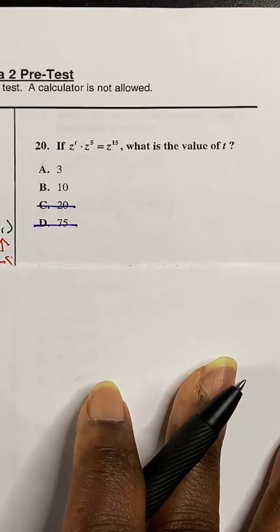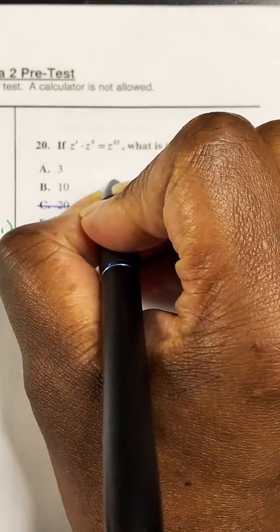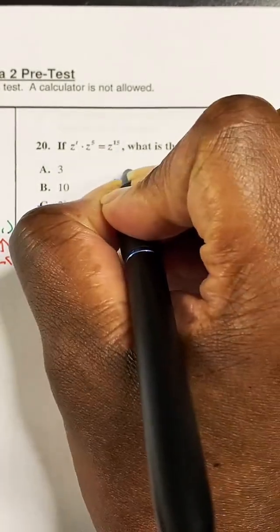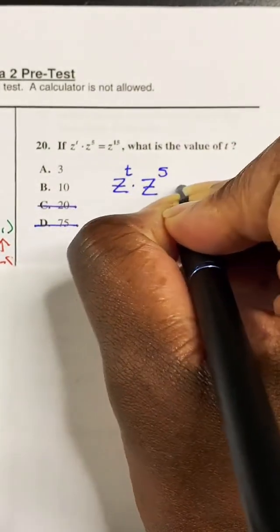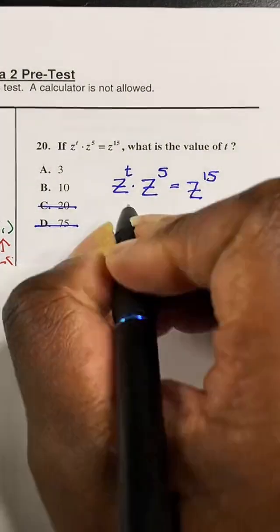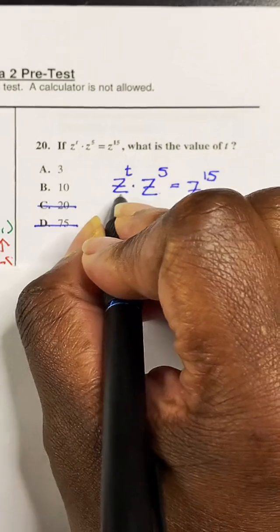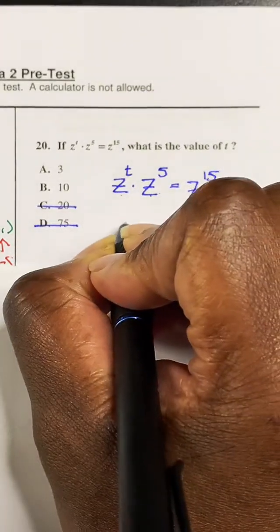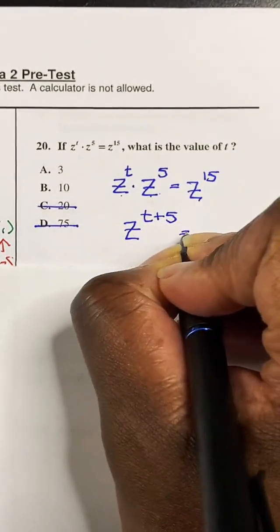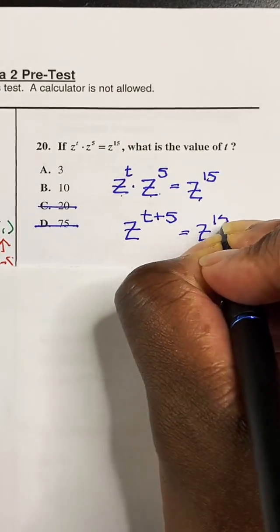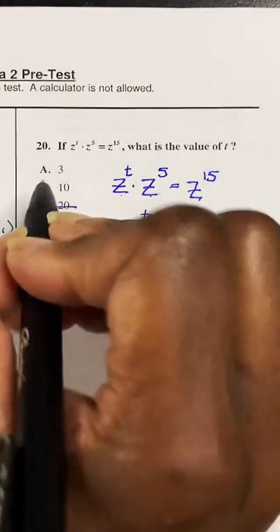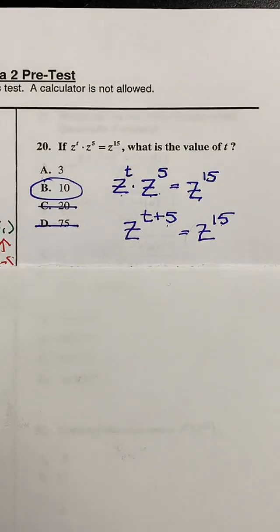So we need to get with the rule. So what is the rule? When you are multiplying and you have the same base, you are adding your exponents. Okay? So when you're multiplying and you have the same base, my bases are z's, you're basically adding your exponents. So we need to think, what plus 5 will equal 15? So that would be B, 10.